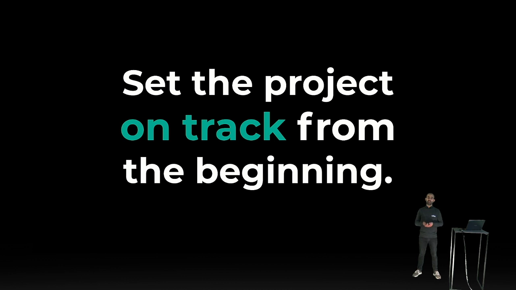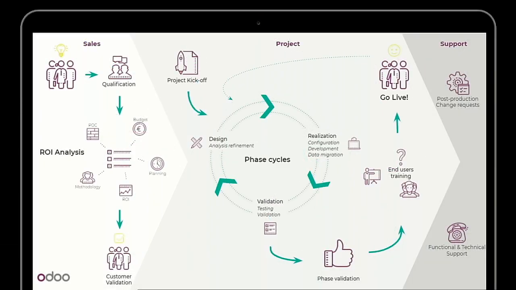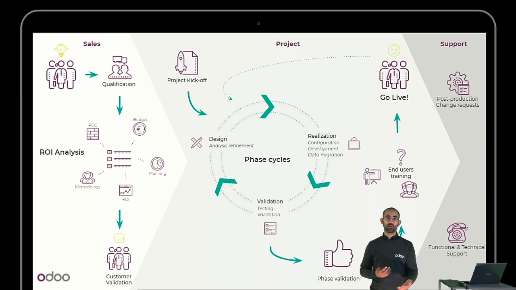At Odoo, this important task is being done already in the sales process. In the sales process, the sales responsible qualifies the customer's needs and does something that we call a return on investment analysis, which includes defining the budget, finding the budget, clarifying the methodology, discussing the planning of the project, and in some cases also provide a proof of concept so the customer already has an idea of what sort of solution he can expect from Odoo.